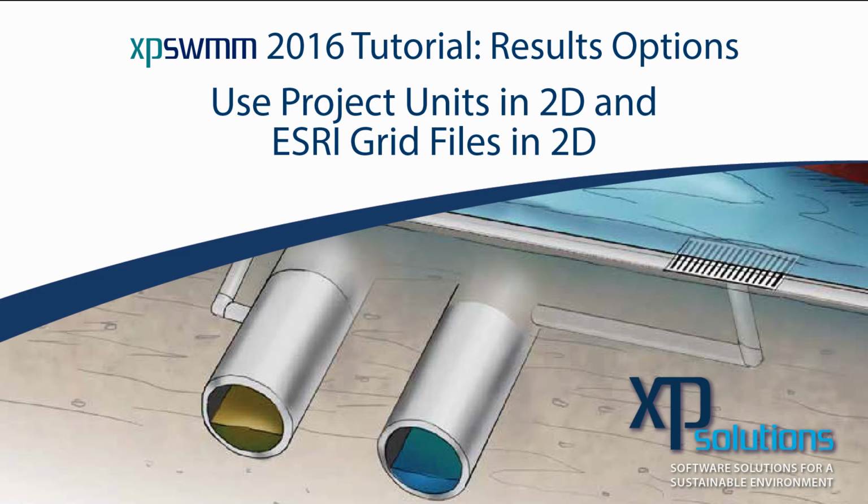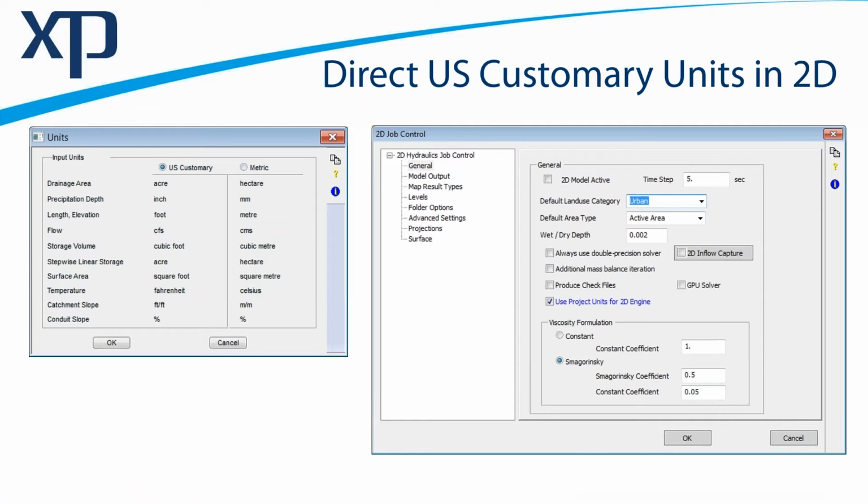Now I'd like to talk about a new ability for 2D simulations in which you would directly use the project units from your project in the 2D calculations. Up until the 2016 version, in all previous versions that had the 2D model in it, if you were operating in US customary units, then the interface was pre-processing all of the data to metric. It was going to the analysis engine, being computed in metric, and the results were being post-processed back to US units for the presentation.